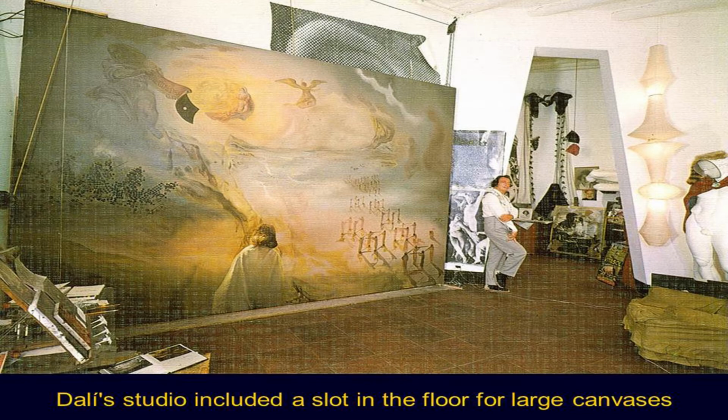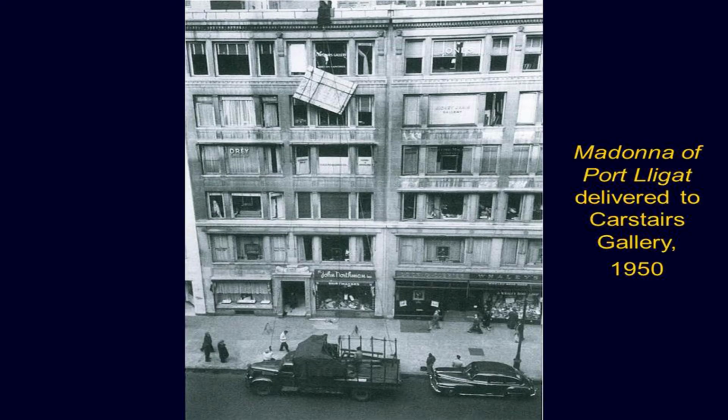And also, these created new complications. For example, how do you get a large canvas up to your gallery in New York City, when the elevators are obviously made for 6 foot or smaller? And so there were a lot of devices that had to be created and new problems. But this is the typical way that one of these large canvases would be brought into either the Keller Gallery or the Carstairs Gallery, wherever Dali was showing at that time.